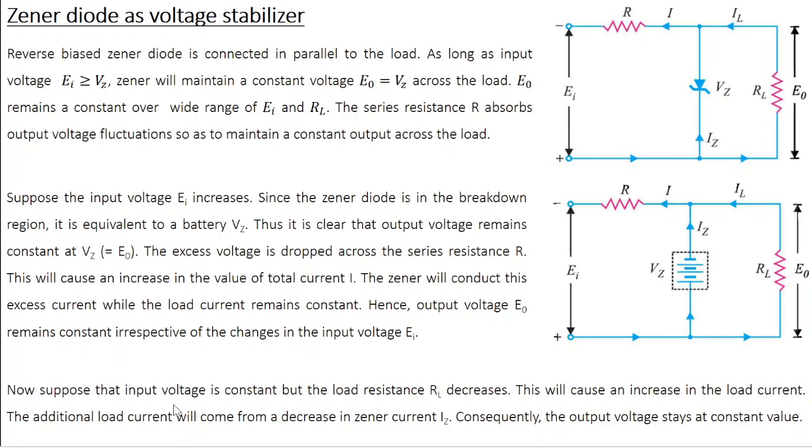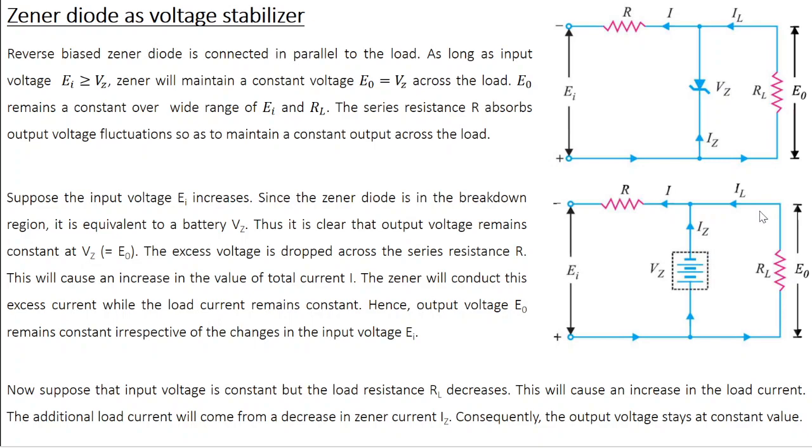Now, what happens when the load resistance changes? Suppose that the input voltage is constant but the load resistance RL decreases. So ideally what should happen? We know that the output voltage is nothing but the load current multiplied by load resistance. So when load resistance decreases, ideally this output voltage should decrease. But here this is what is going to happen: when this resistance value decreases, the load current is going to increase.